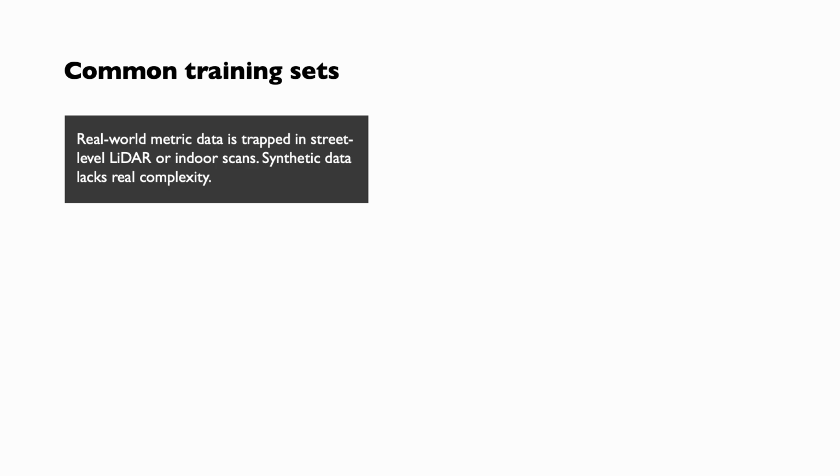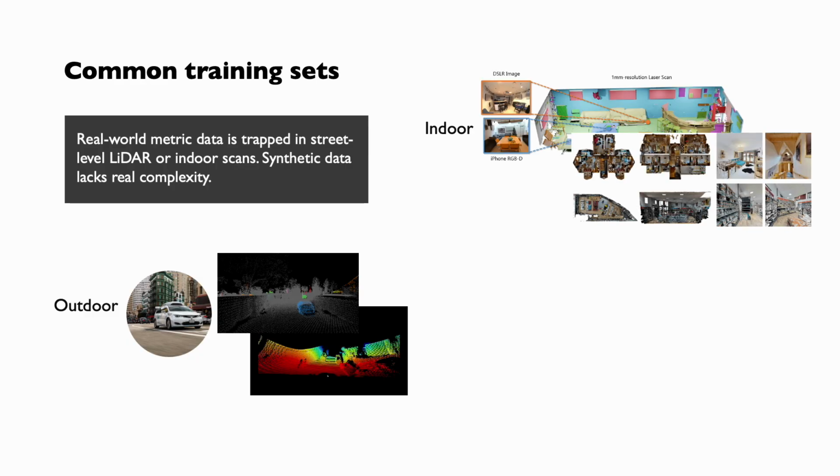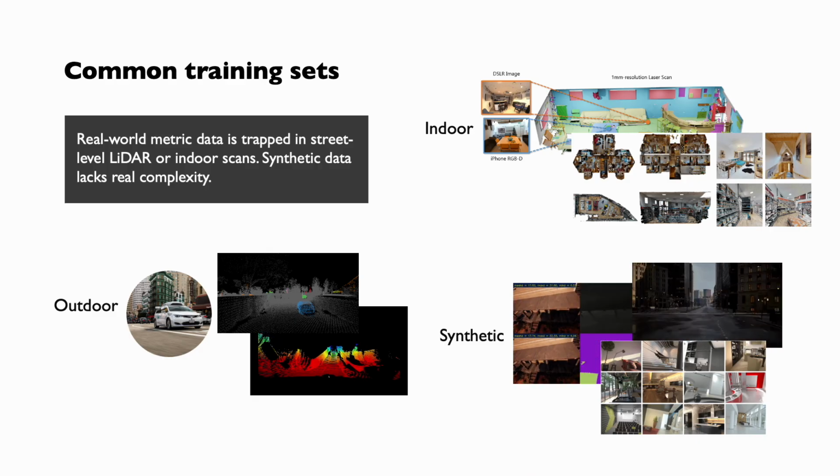Current metric scale real-world datasets are restricted to two narrow categories due to hardware constraints, including terrestrial LiDAR datasets like KITTI and Argoverse, and active 3D scanner capture data like ScanNet and ARKitScenes. Synthetic datasets, on the other hand, fail to capture the true metric diversity of the real world.